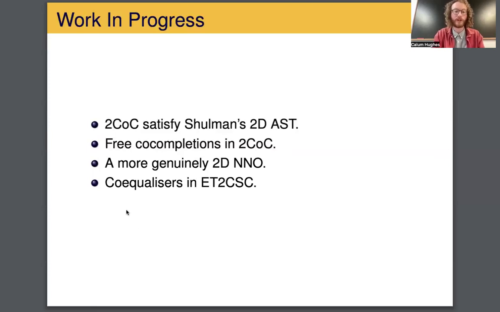And we also want to prove that we have co-equalizers in the elementary theory of the 2-category of small categories. The point of all this work is to find a setting where you can develop 2-category theory or normal category theory synthetically inside it. And so we would really like things like co-equalizers and free co-completions.